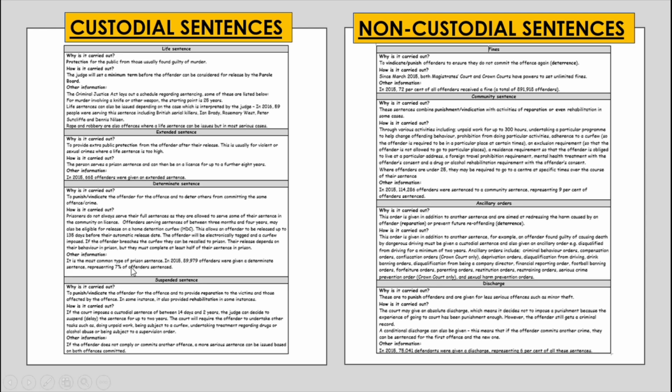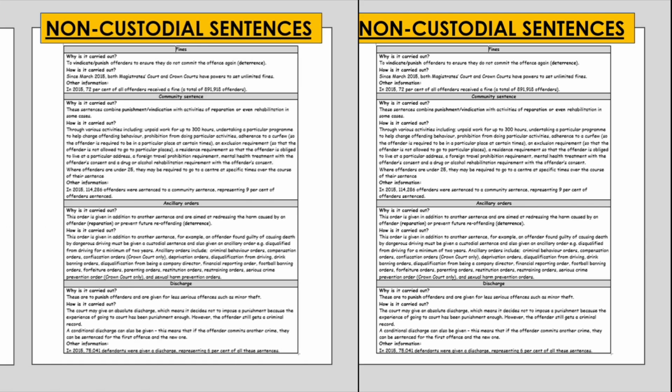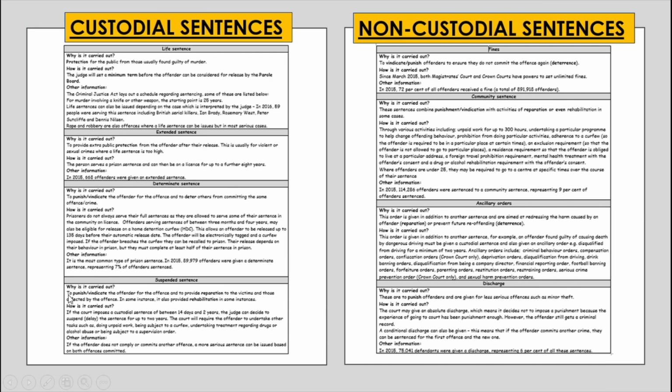You do not need to know the statistics inside out. What you do need to know is the difference between these different sentences and how they're carried out. A suspended sentence. This is to punish the offender for the offence and to provide reparation to the victims. Remember what we meant by the term reparation. This is making good the damage one has done.